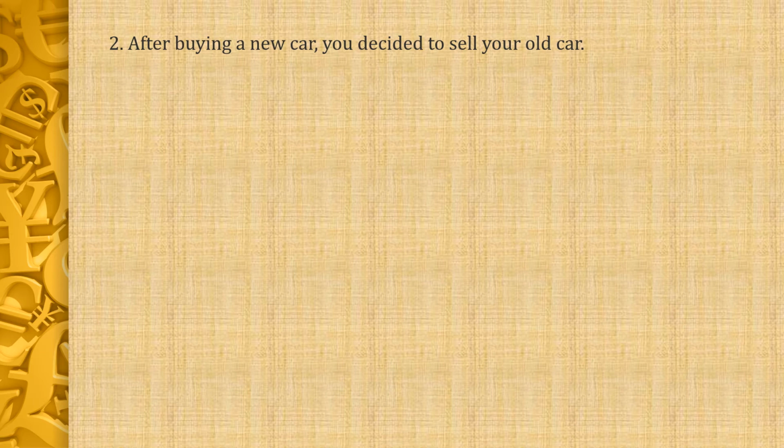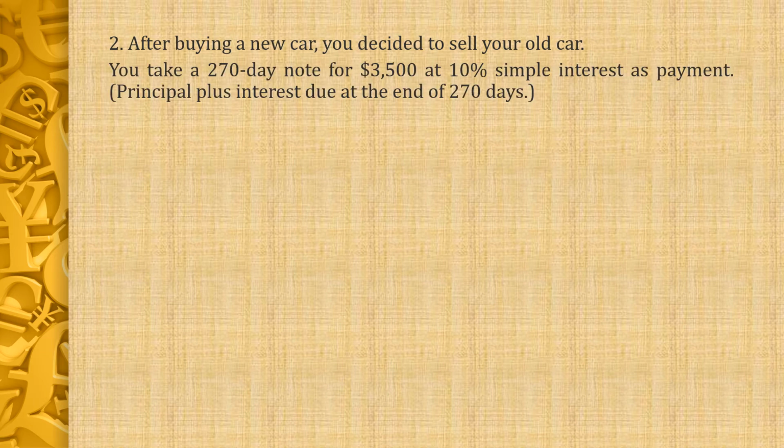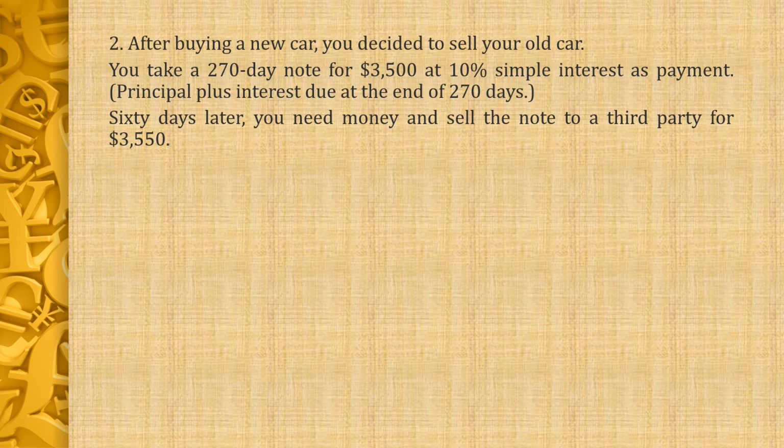After buying a new car, you decided to sell your old car. You take a 270-day note for 3,500 at 10% simple interest. The principal plus interest is due at the end of 270 days. So we have to calculate: 60 days later, you need money and sell the note to a third party for 3,550. So here there are two different stages.